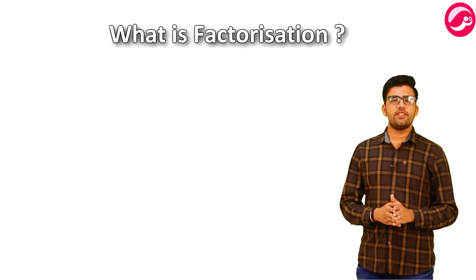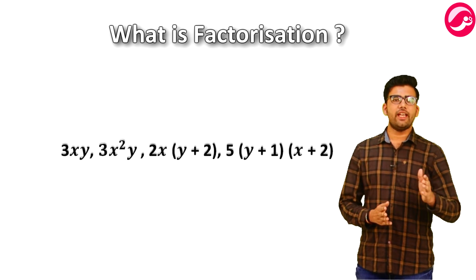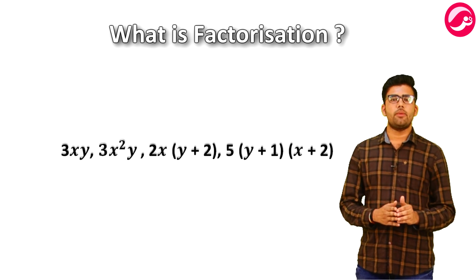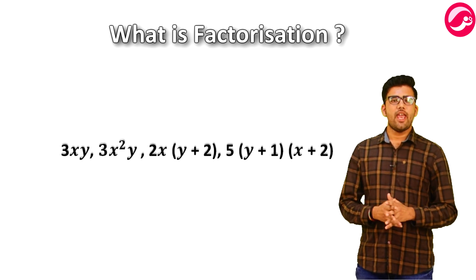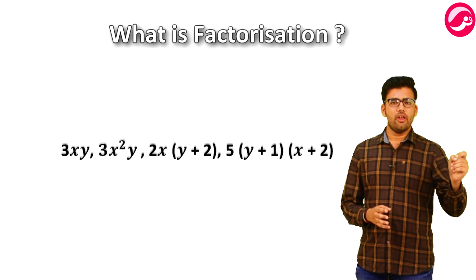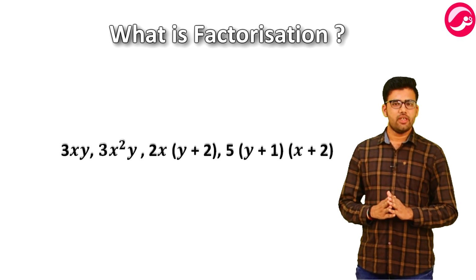Now, let's understand what factorization is. When we factorize an algebraic expression, we write it as a product of factors. These factors may be numbers, algebraic variables or algebraic expressions. Expressions like 3xy, 3x square y, 2x into (y plus 2), and (5y plus 1) into (x plus 2) are already in factor form. These factors can be just read off, as we already know.